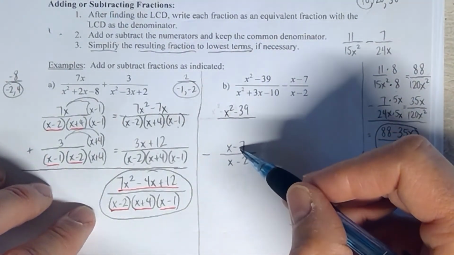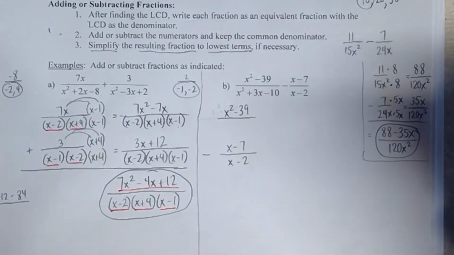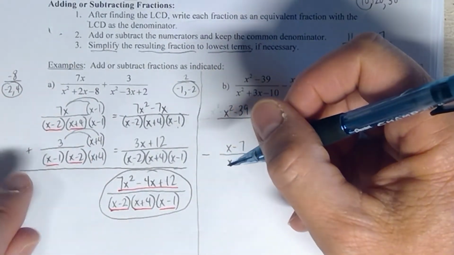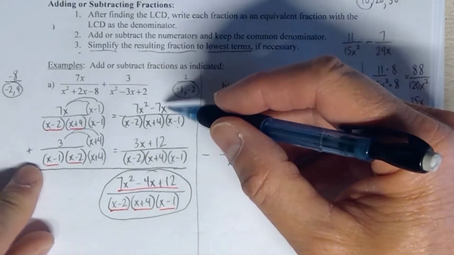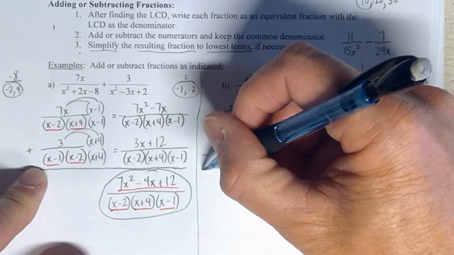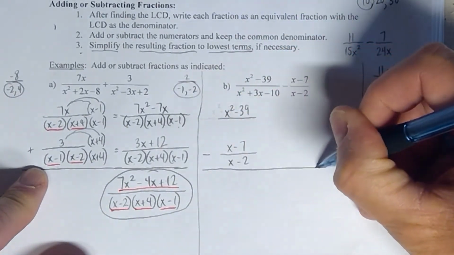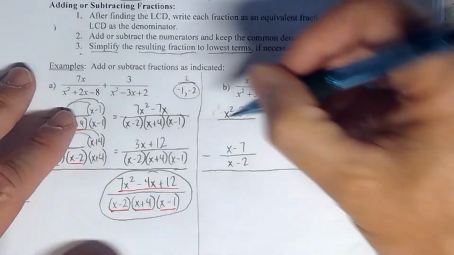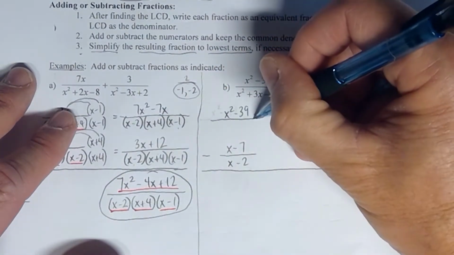When you're subtracting the numerators, you do more than just combine like terms. There's one additional thing you've got to do. Whereas when you're adding, you just have to combine like terms. But we're not at that step yet. We still have to figure out what the LCD is.